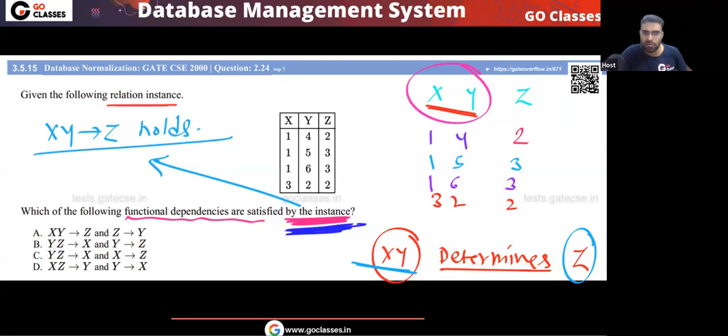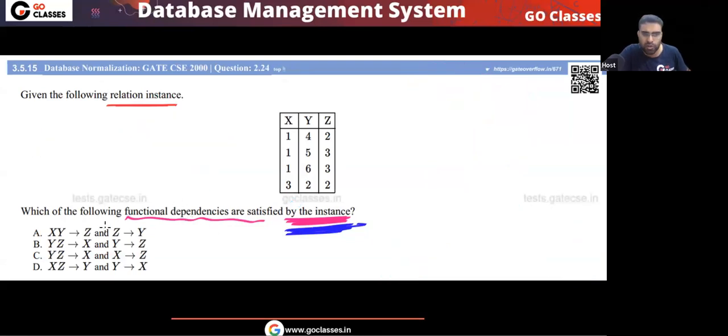Okay, so this will hold. What about the next one? What about Z determining Y? Will it hold? You can see in these two tuples, look at the first tuple and last tuple. Here you can notice the Z value is the same, but the Y value is different. Yes or no? The Y value is different.